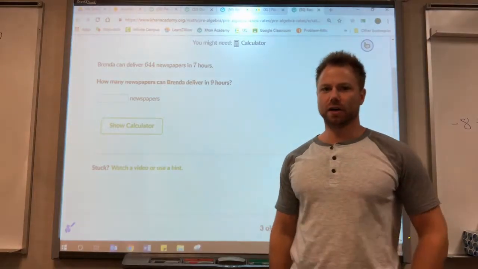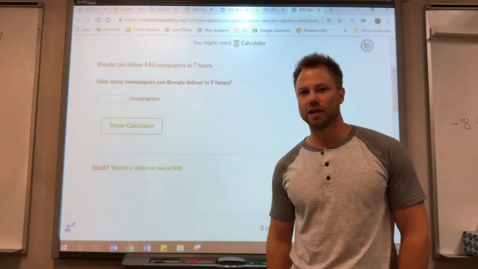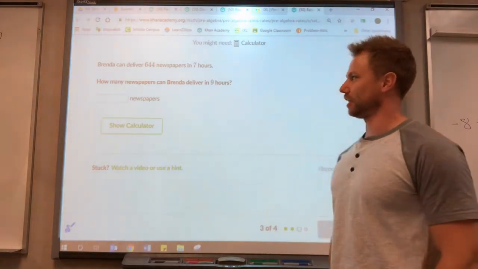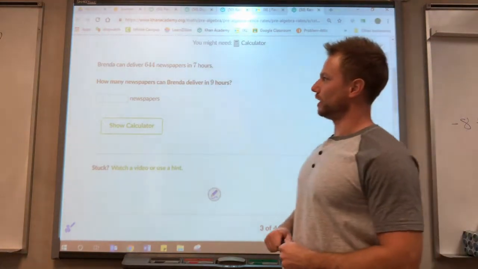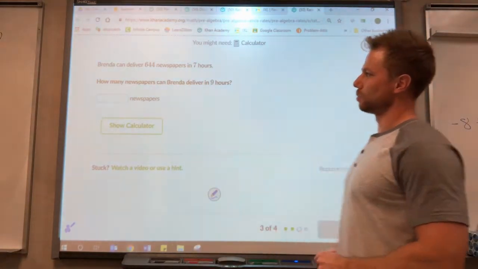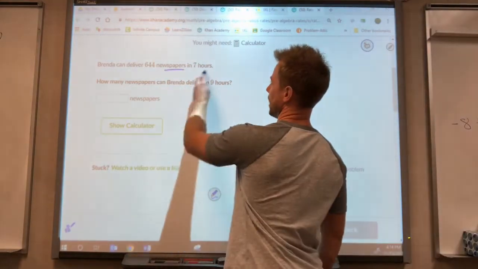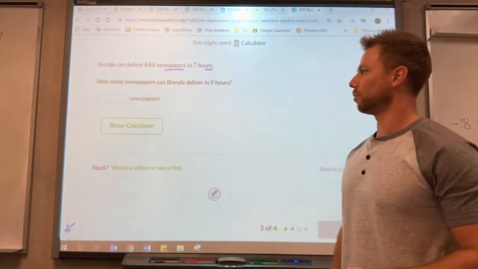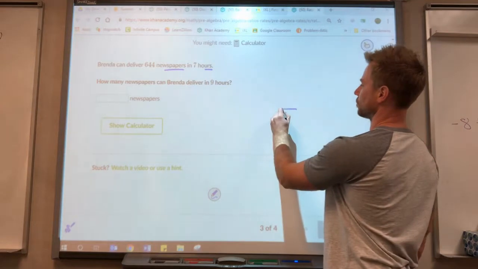Graders, we are working on PRP, Proportional Relationships and Percentages, Objective 1, and looking at some practice here. For this one, we need to set up a proportion. It says Brenda can deliver 644 newspapers in 7 hours. Those labels are really important. How many newspapers can Brenda deliver in 9 hours?